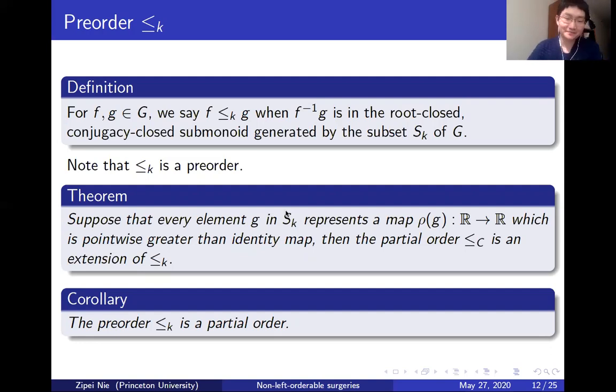And the theorem here is that if every element in S_k represents a map which is pointwise greater than the identity map, then the partial order C is an extension of the pre-order k. And similarly, if every element represents a map pointwise less than the identity map, then partial order C is an extension of the inverse of the pre-order k. Under the condition of this theorem, we have that the pre-order k is a partial order. If we can prove that the pre-order is not a partial order, then we get a contradiction.